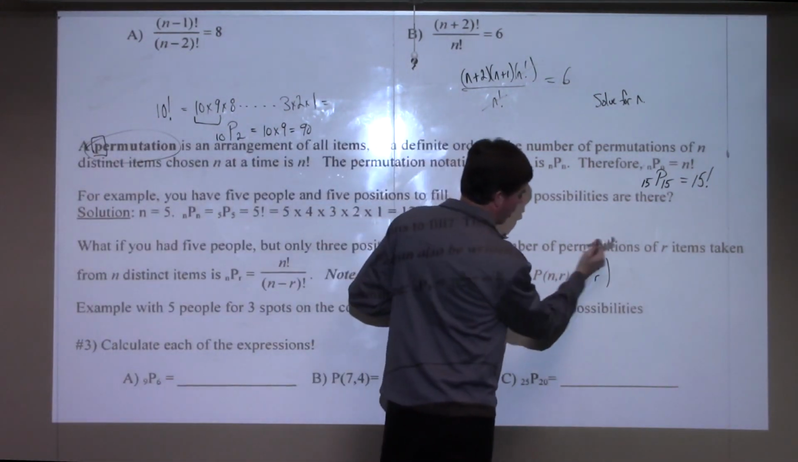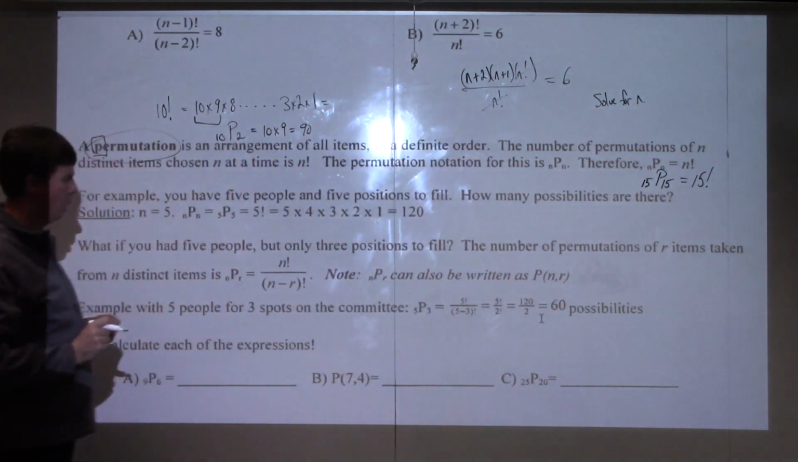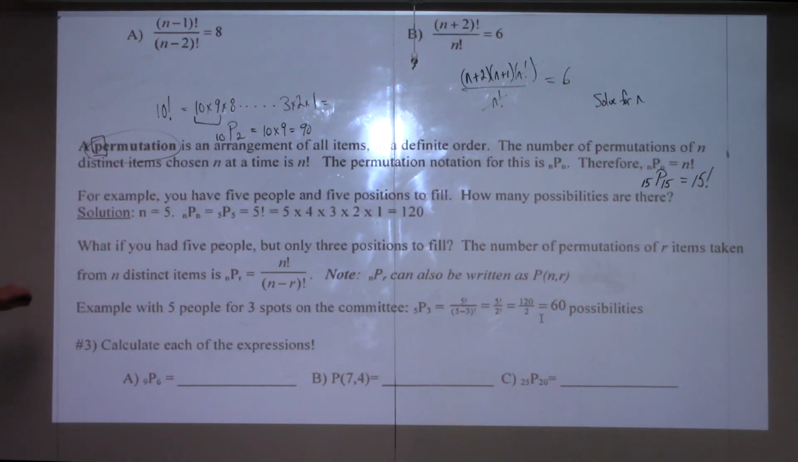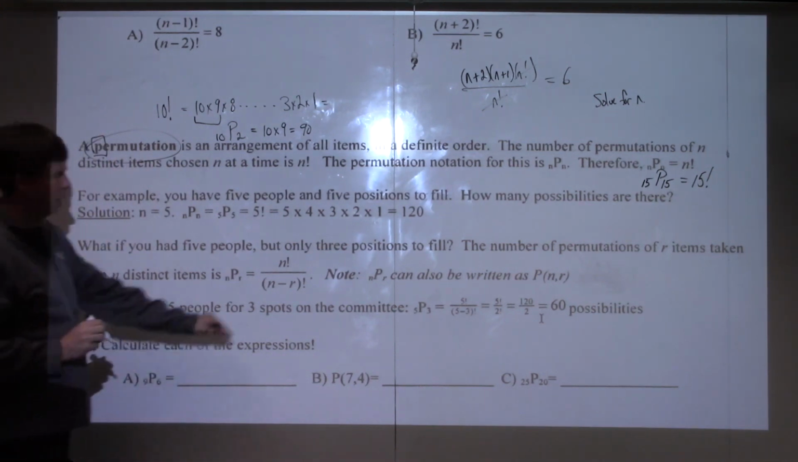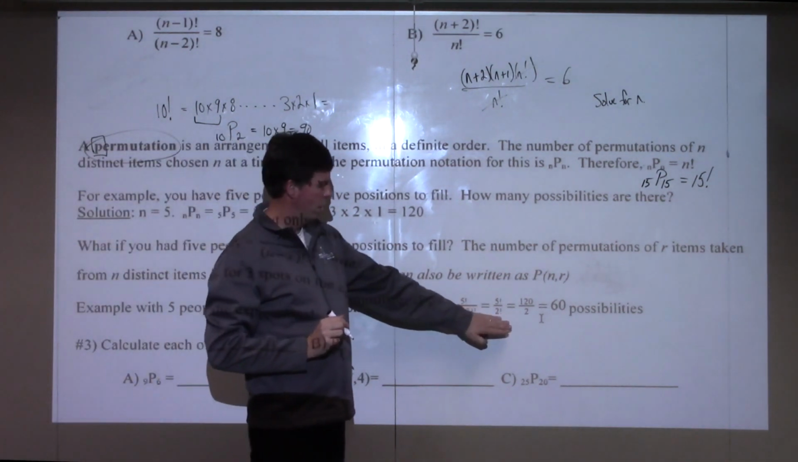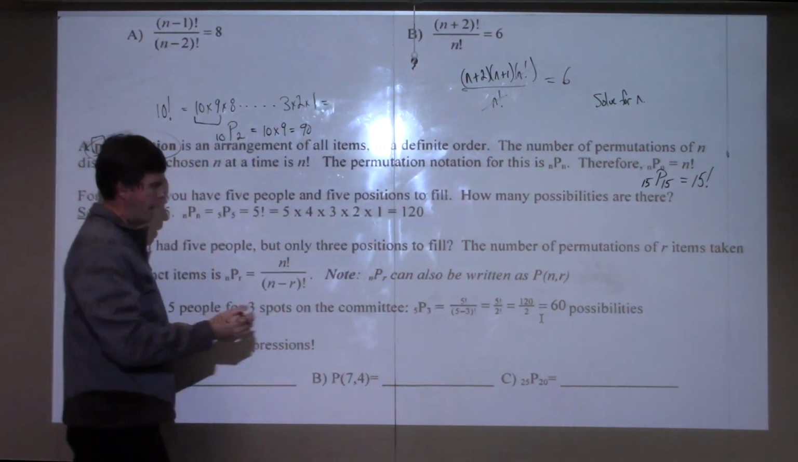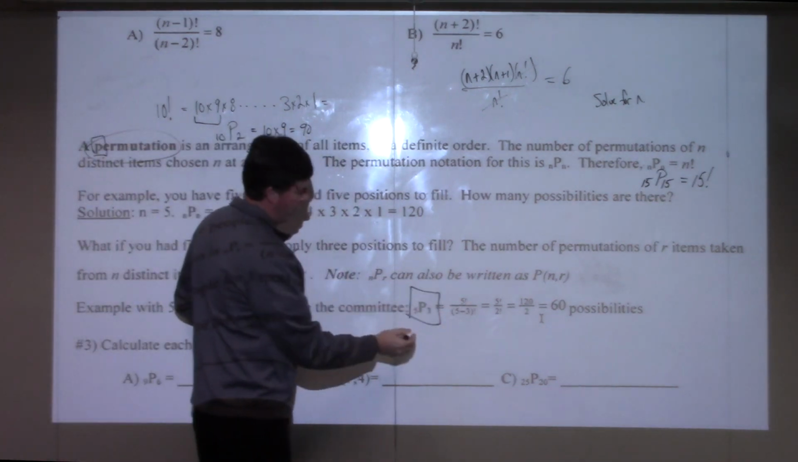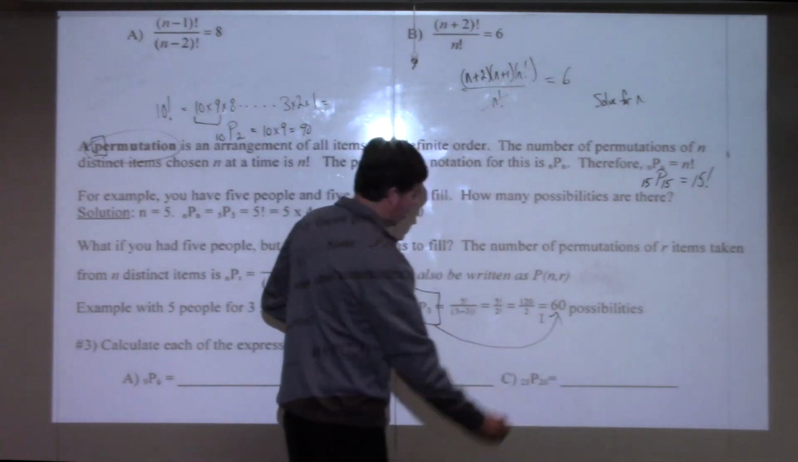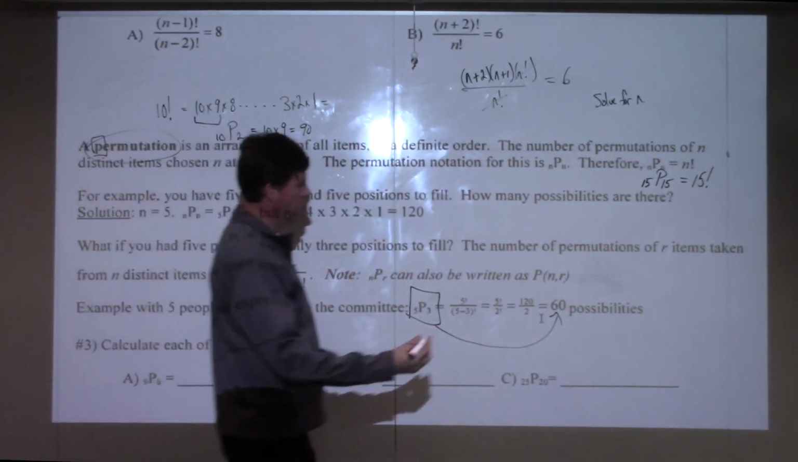We'll tend to avoid this because it tends to be used by the engineering calculus world when they're looking at probabilities. So example with 5 people for 3 spots on the committee, 5P3, there's the formula, reducing it, and then the 60 possibilities. The reality though is that with your calculator, you can go from here to here. You know there are 5 people, you want to pick 3, and do that.